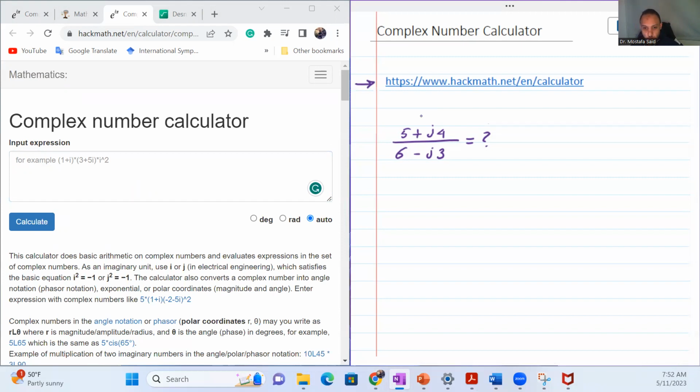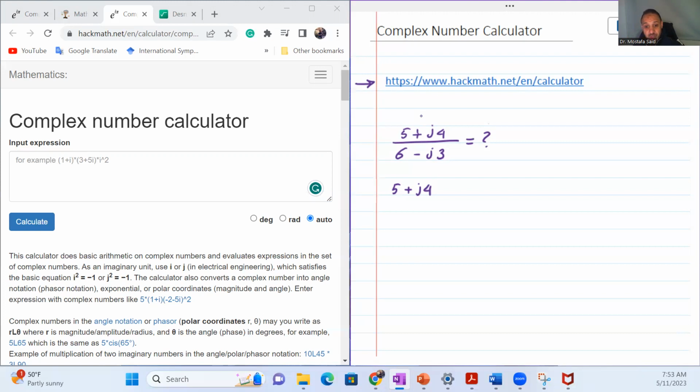So we have two complex numbers. Let's start with the first one, 5 plus j4. For those of you that have no electrical engineering background, in electrical engineering we use j, not i, because i for us is a reserved symbol for the current. So that's why we use j, just not to confuse ourselves.